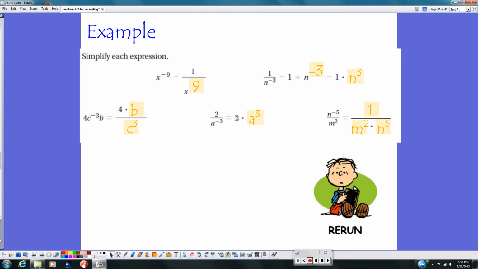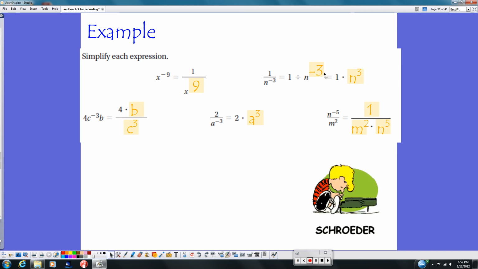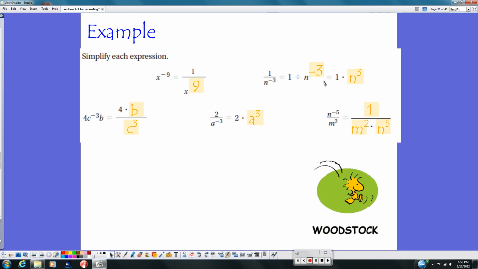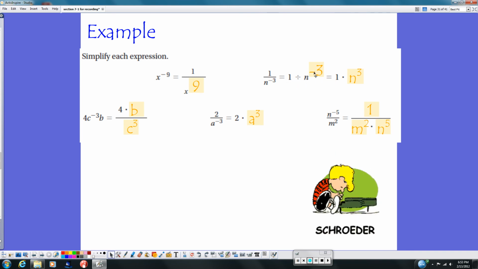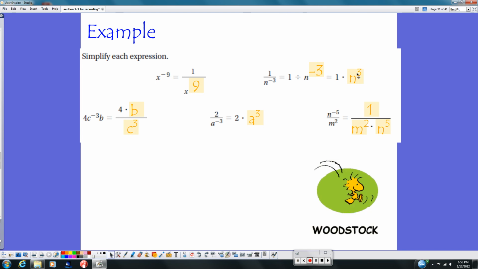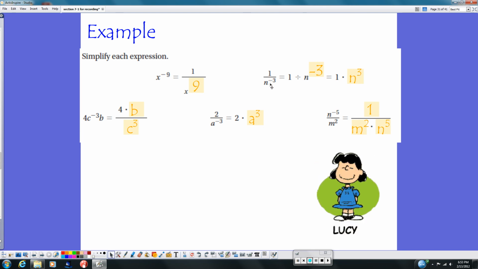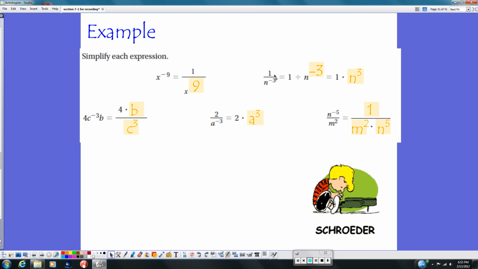Now this next one here becomes 1 over n to the negative third. Keep in mind that a fraction is really division. So this is saying 1 divided by n to the negative third, which really means we're going to take this and keep the first fraction the same. Division is going to change to multiplication, and we're going to take the reciprocal of this to give me n to the third.